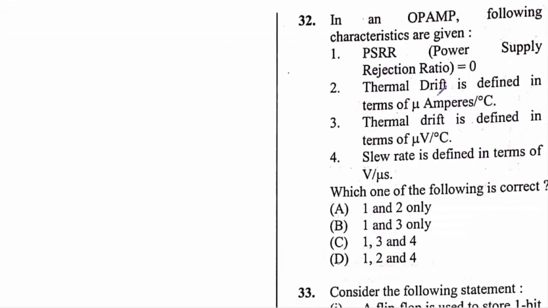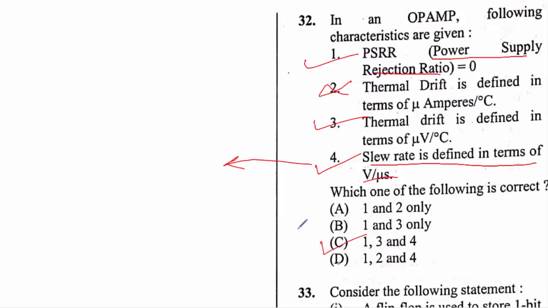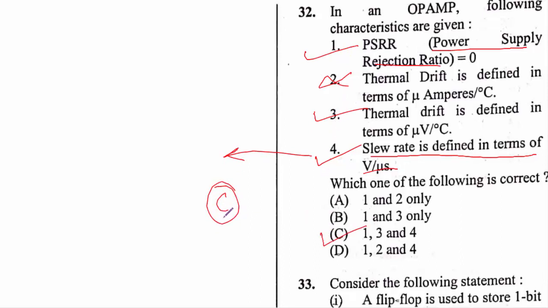32nd question, in an op-amp following characteristics are given. PSRR, nothing but power supply rejection ratio is 0. Yes. Thermal drift is defined as microvolts per degree centigrade. True. Fourth statement what they have given is, slew rate is defined in terms of volts per microsecond is also a true statement. Slew rate defines how fast your system or an op-amp can track the changes with respect to your input. So that is defined as slew rate. Nothing but first statement, third statement and fourth statement is correct. So option C is going to follow.